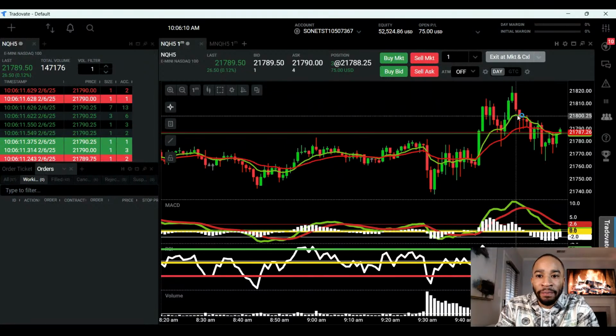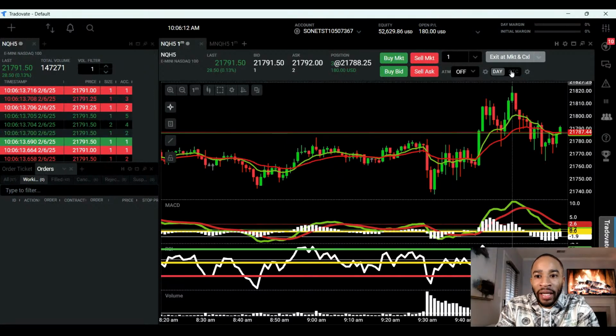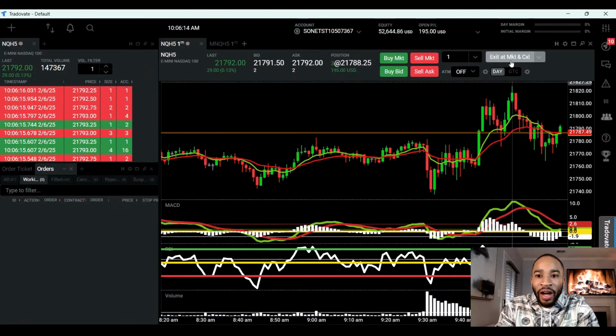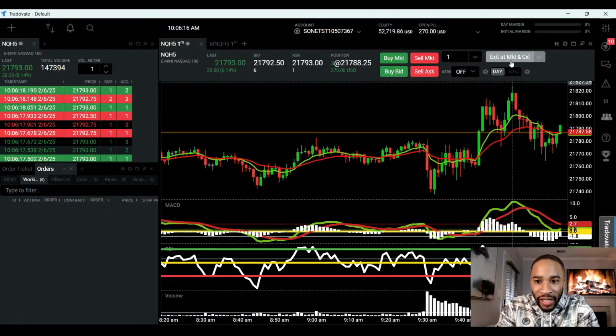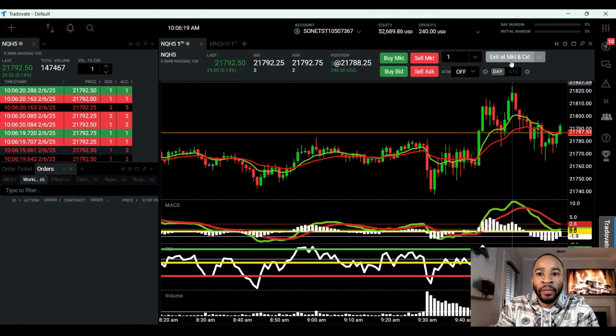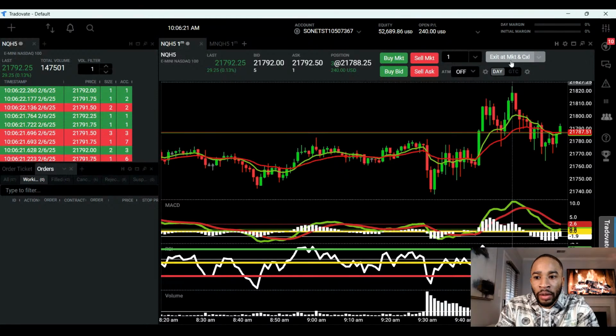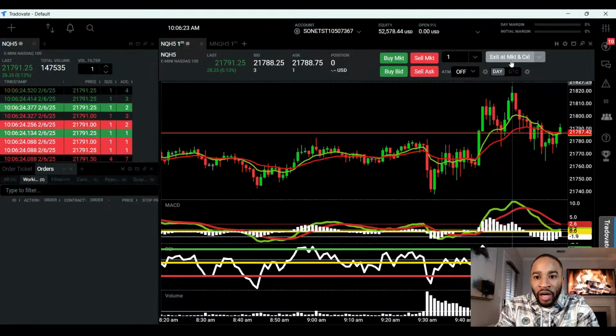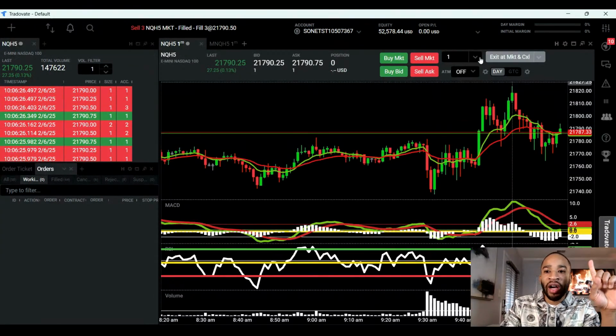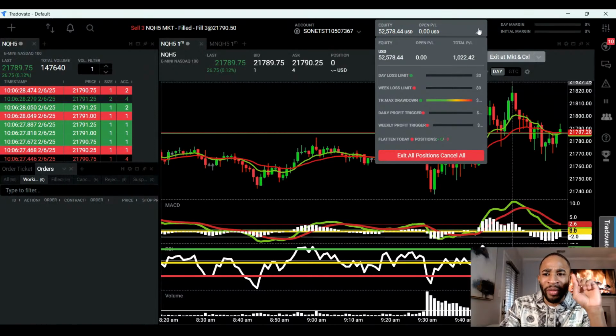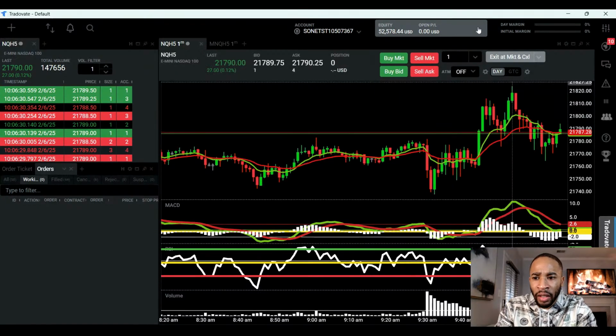Pay us some Benjamins, baby. Currently green on my play. I'm going to look to take profits pretty soon. Currently up 200 and some change on this play. Let's go. Beautiful. I'm going to take profits. Order filled. All right, just secured profits on the Qs. Currently up 1,000 and some change for the day.